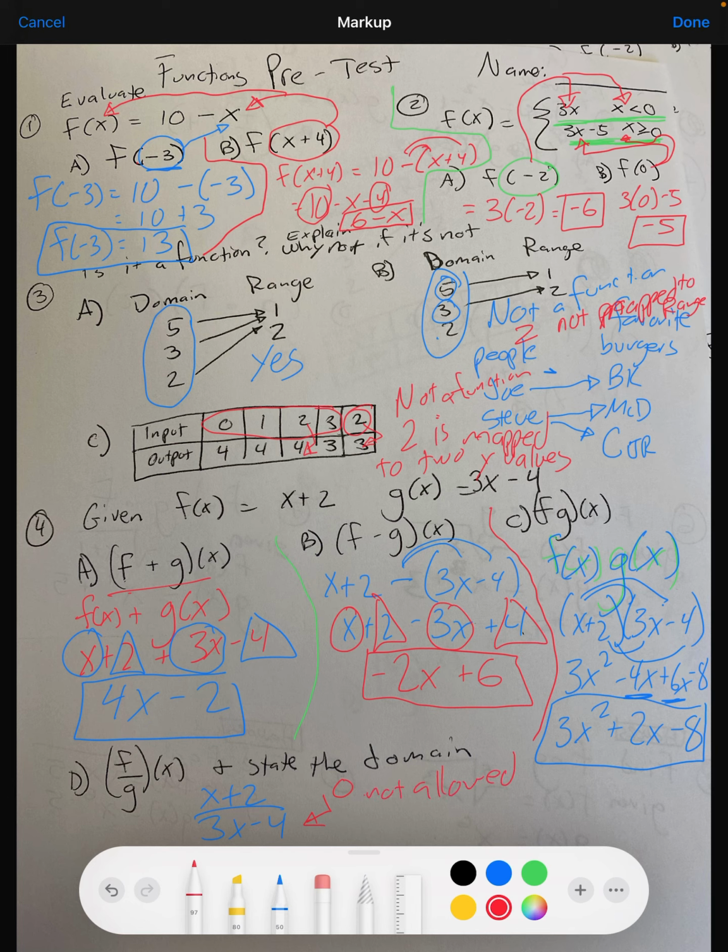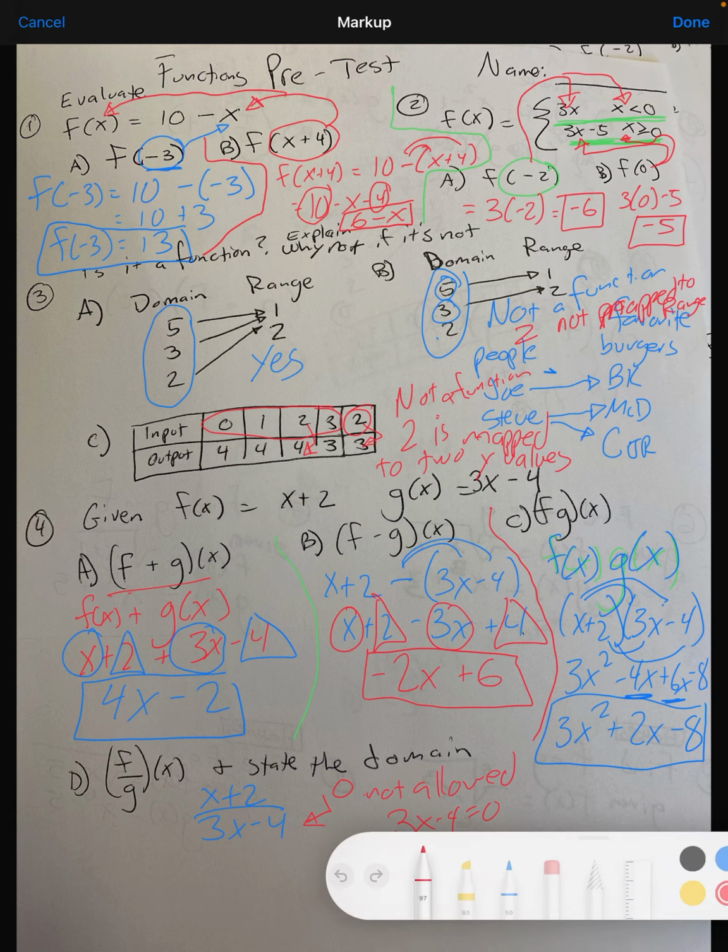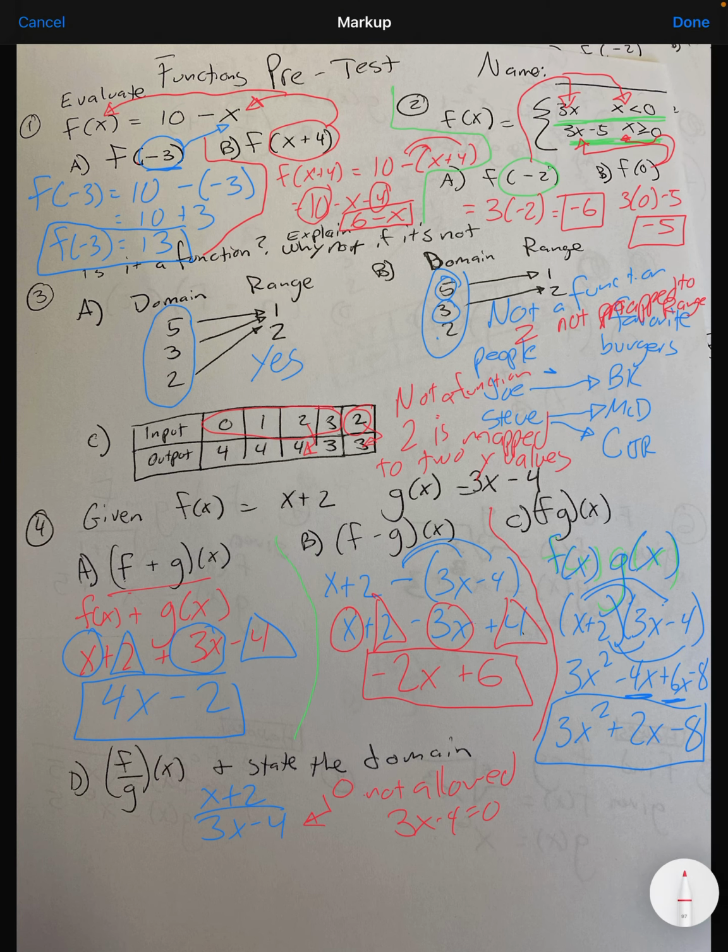So we need to say what would make it equal 0. 3x minus 4, set it equal to 0. And so if we solve that, 3x equals 4, x equals 4 divided by 3. So when x equals 4/3, we will get 0 in the denominator. So that is not allowed. Every other term is allowed.